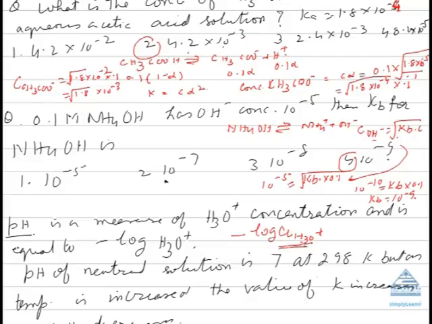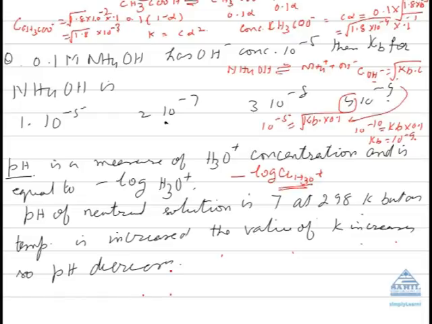pH of neutral solution is 7 at 298 Kelvin, but as temperature is increased, the value of Kw increases, so pH decreases.